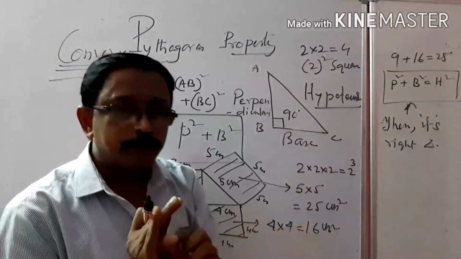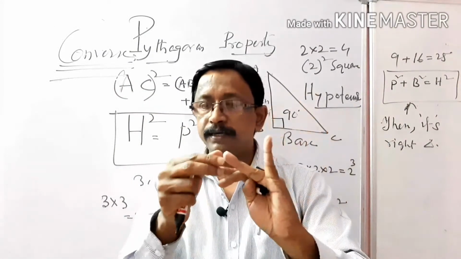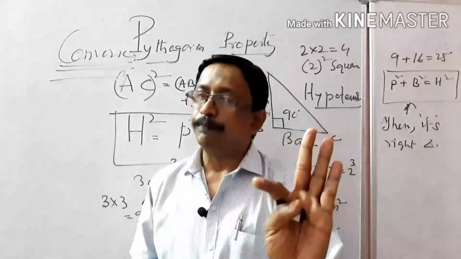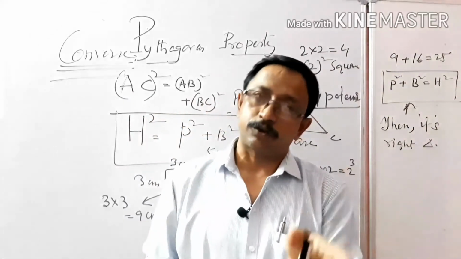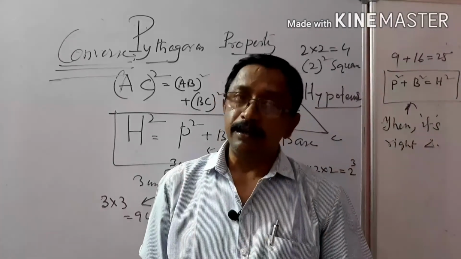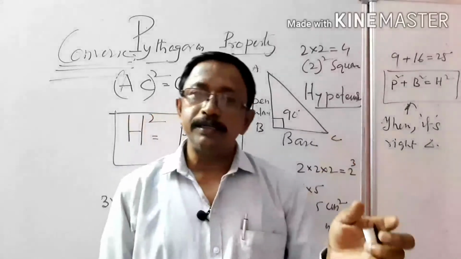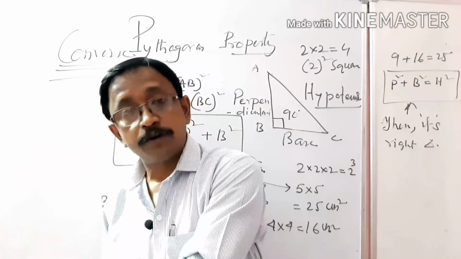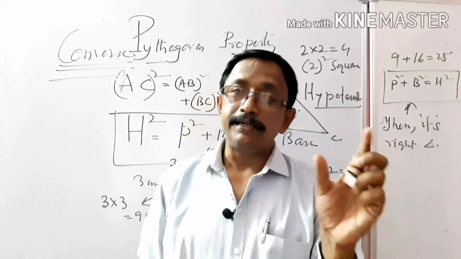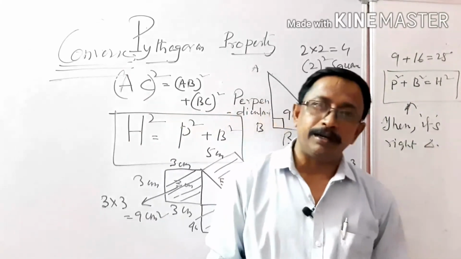Okay, now with a few words I am going to conclude my class. One property is there in a right triangle. We know the Pythagoras theorem, that is hypotenuse square equals perpendicular square plus base square. But another property is there. It is known as the converse Pythagoras property, which is if hypotenuse square equals perpendicular square plus base square, then we can say it's a right triangle. I think each and everyone is clear about this one. Okay.